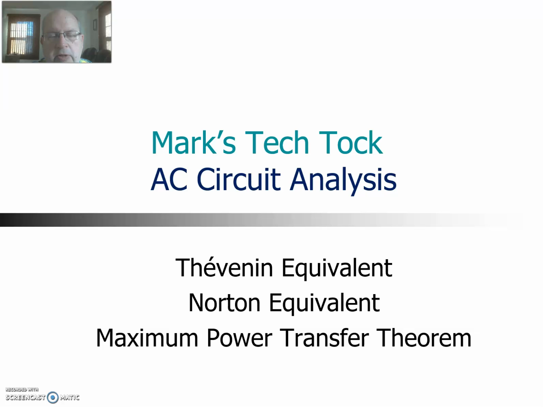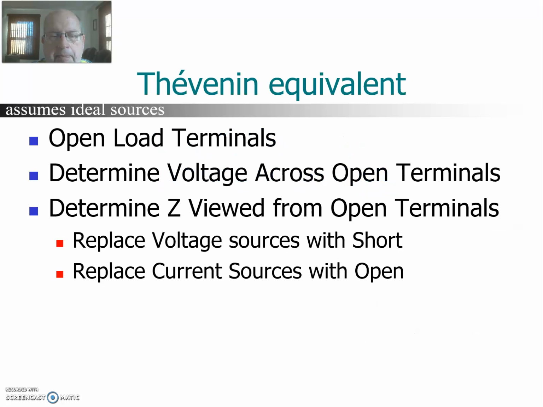So let's look at the procedure, just recap the procedure a little bit. This is very similar to what we would have done in a DC circuit. The only real difference is we're replacing R with Z. So the procedure is: open the load terminals, determine the voltage across those open terminals, that becomes your Thevenin voltage, and then determine the impedance viewed from the perspective of those open terminals with the sources removed.